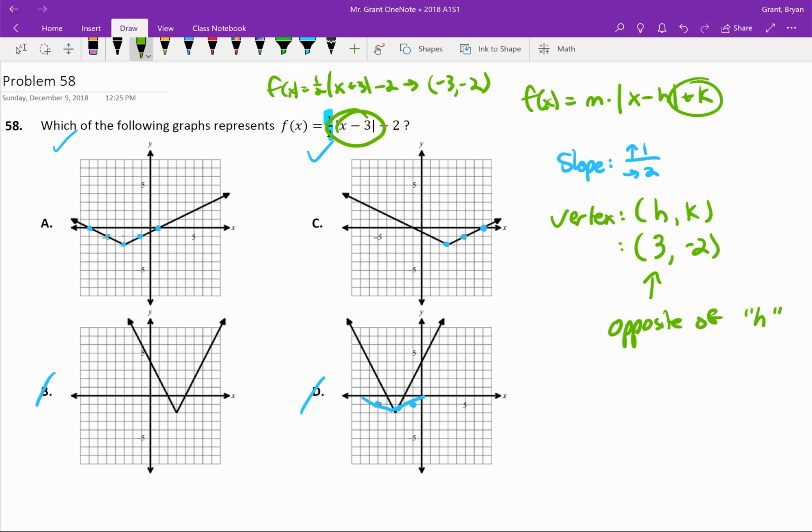The absolute value isn't doing that. That's just because of how HK form is written. So we always do the opposite.